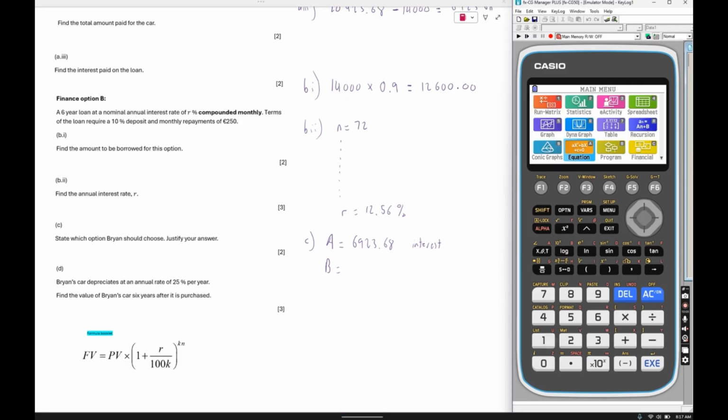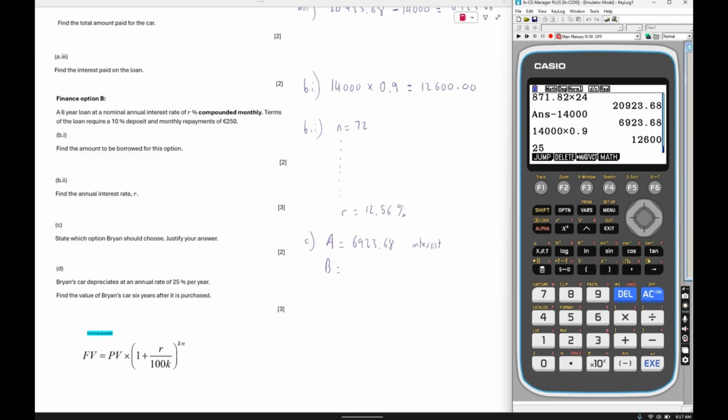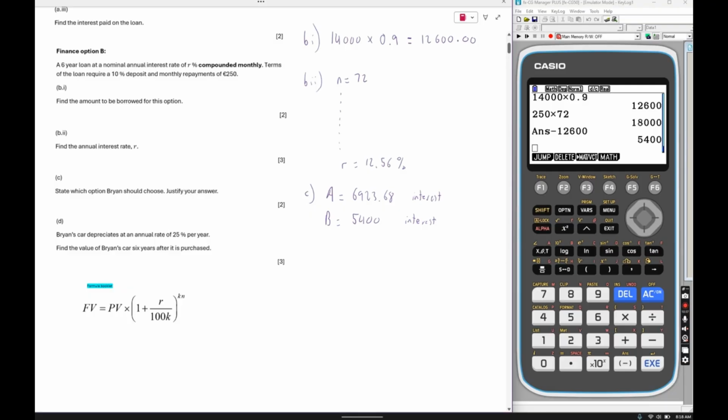So let's go back to my calculator. He's paying £250 per month, and he's doing that for 72 months. So he's paying 18,000 minus 12,600 because that was the amount of the loan, and he's paying 5,400 in interest. But if you remember option B, he was required to make a deposit. So you could argue it two different ways here.